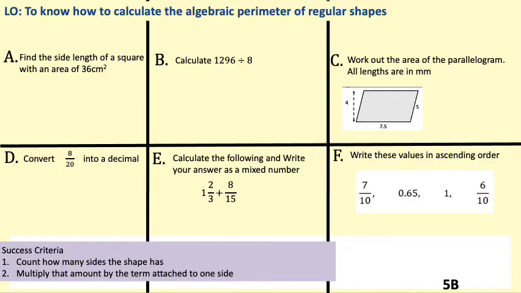So here we go. If you can pause the video now and spend 7 minutes working through our retrieval task. As you can see from the LO, we're going to be looking at perimeters again, algebraic expressions for perimeters, but this time it's going to be regular shapes. So all the side lengths are going to be the same.